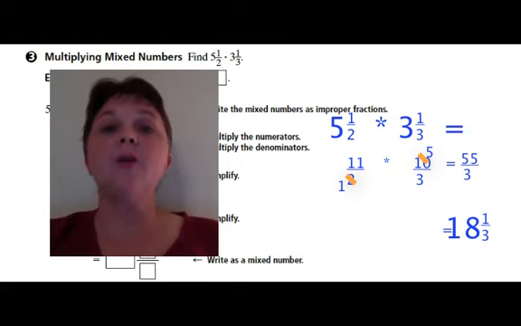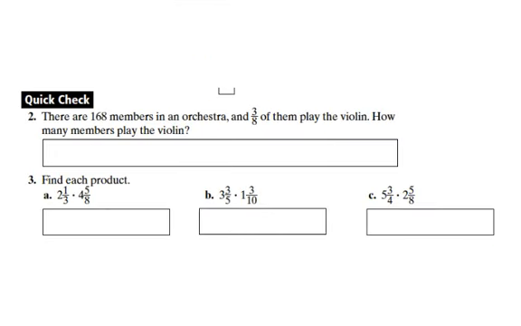Don't forget, you have to have a question written down, so be sure to write one down so we can talk about it in class tomorrow. Let's try example number 2. There are 168 members in an orchestra, and 3/8 of them play the violin. How many members play the violin?